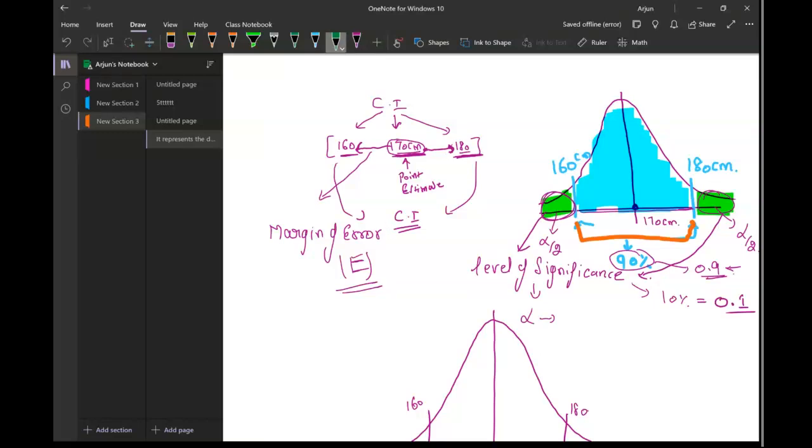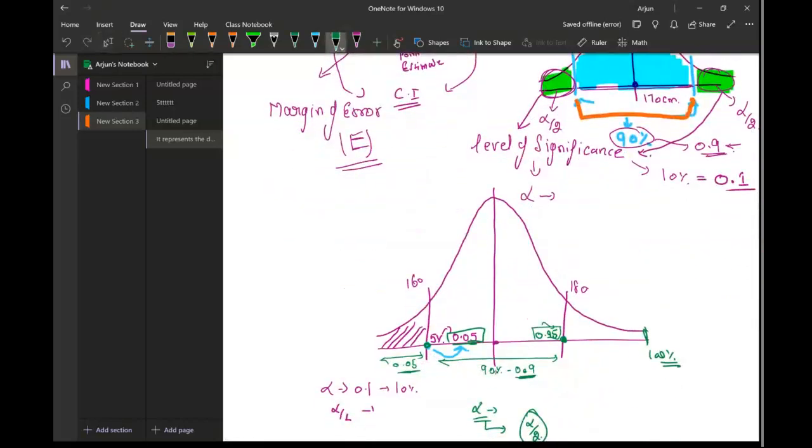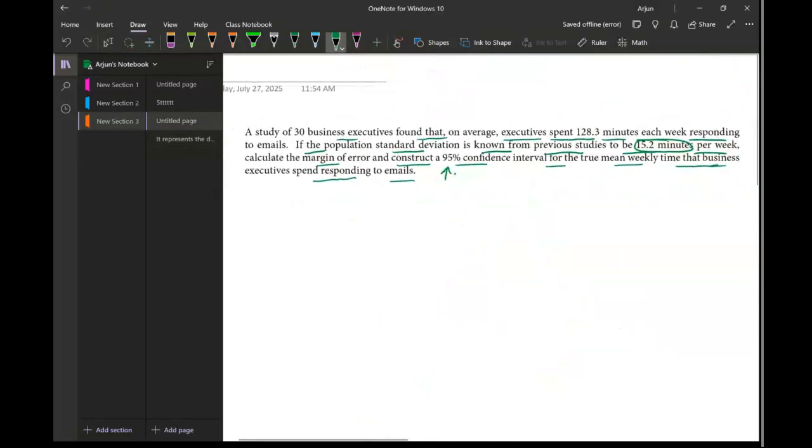And one more thing, margin of error is always equal. If this is 10 on this side, it will always be 10 on the other side. It will not be different, because we always take the middle values. All right, let's go back into our example and try and solve this one.